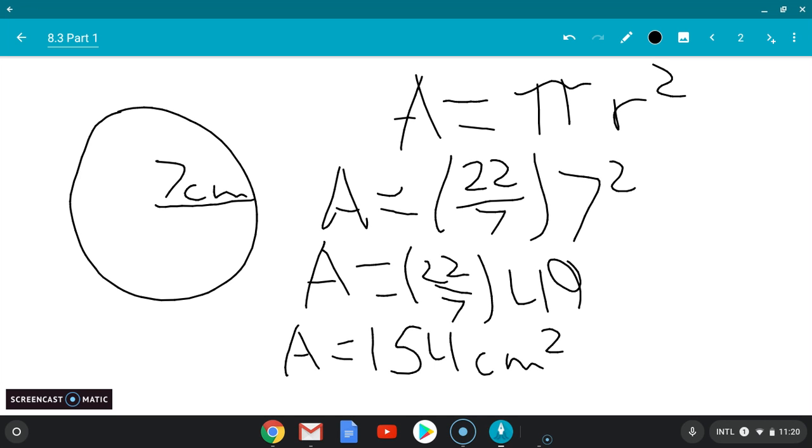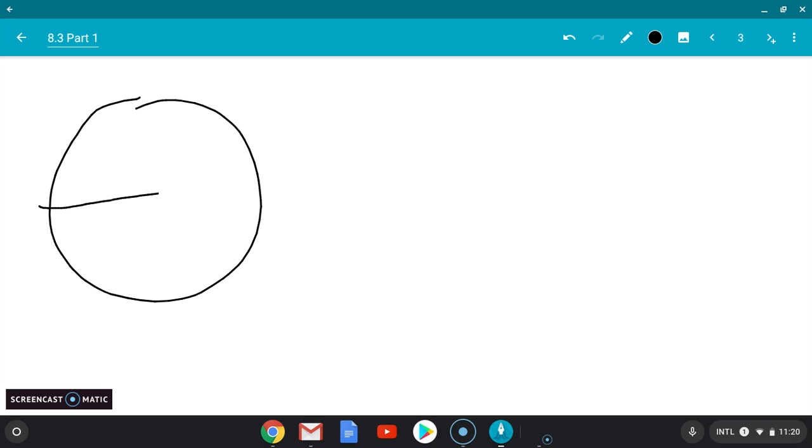And this is a pretty straightforward problem because they gave us the radius right off the bat. So immediately we had all the information we needed to plug our numbers into the formula. Okay, so let me give you an example of when you have to do a little extra work. So in this case, we have another circle, but instead of the radius, they're going to give us the diameter, and they're going to tell us it's 26 inches.